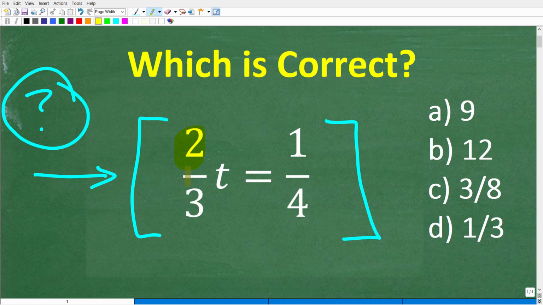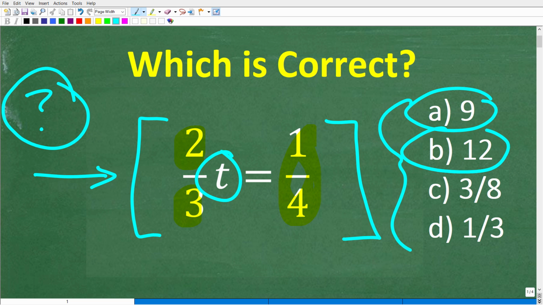All right, so the problem is 2/3 t is equal to 1/4. And what we're trying to do here is solve for t. Now, this is a multiple choice question, and let's take a look at our answers. So A is 9, B is 12, C is 3/8, and D is 1/3.